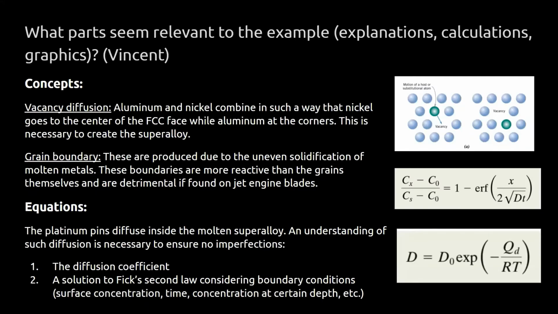Now let's look at parts that seem relevant to this example. Well, first of all, vacancy diffusion, which is a type of diffusion that happens with nickel superalloys. You want aluminum and nickel to combine in such a way that nickel goes at the center of the FCC face while aluminum goes at the corners. This is necessary and only possible through vacancy diffusion, where you expect either the nickel or the aluminum to go into the vacancies produced by the other metal.